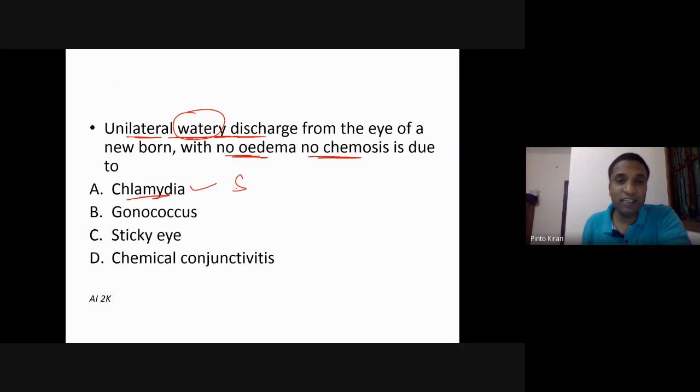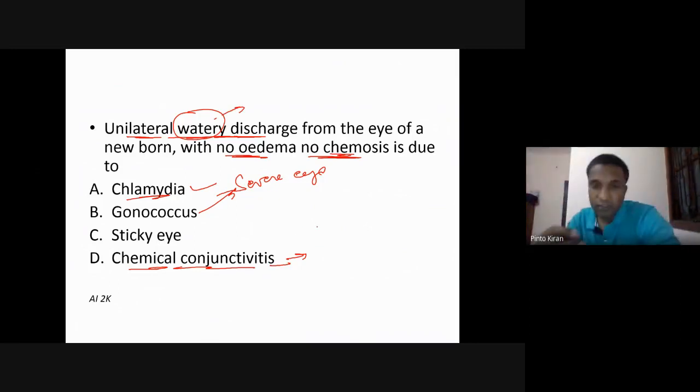Chlamydia causes a very severe one. I told you, right? It causes a severe edema of the eyelid, chemosis, everything will be there, whether it is chlamydia or gonococcus, whatever. But chemical conjunctivitis is just a reaction, a kind of allergic reaction. So there won't be any edema, no chemosis, nothing, but the patient will have only watery discharge because it's chemical. If you remember the types of discharge from the eye, chemical will produce watery discharge or mucoid discharge. Okay, all the bacteria will produce mucoid discharge.